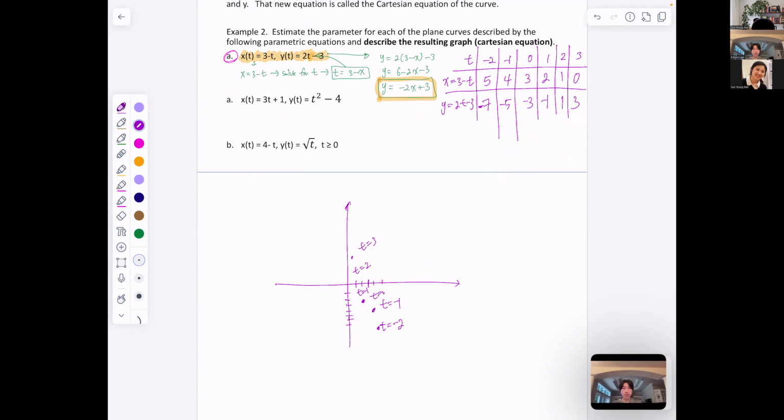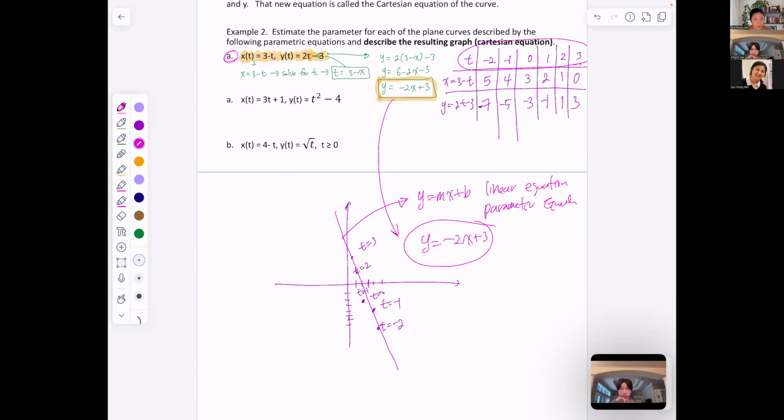So it looks like actually linear. It's going to be like this. Actually, my graph is not really pointing out, but if you really draw the line with them, it's going to be linear. And what happened? This is y equal to mx plus b, which is a linear equation. And this is parametric equation, which is y equal to -2x plus 3. This is the equation.